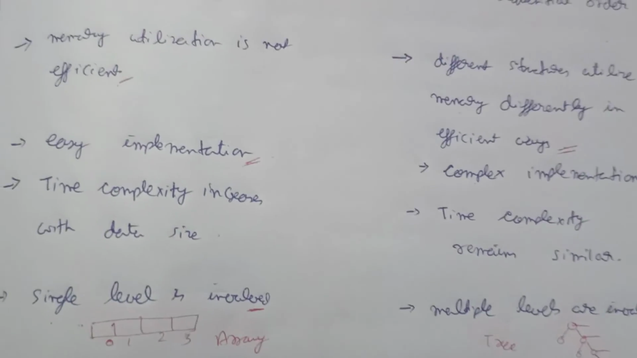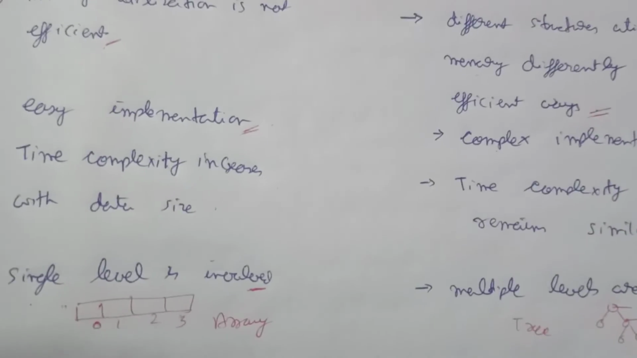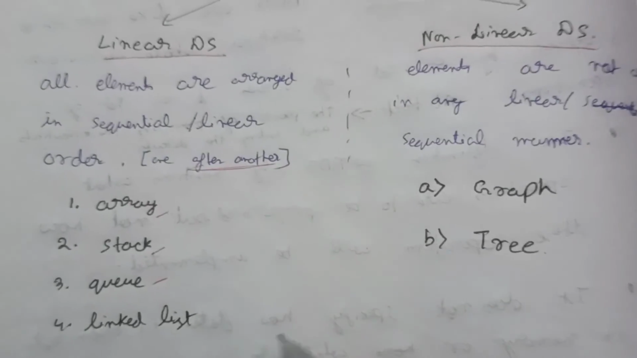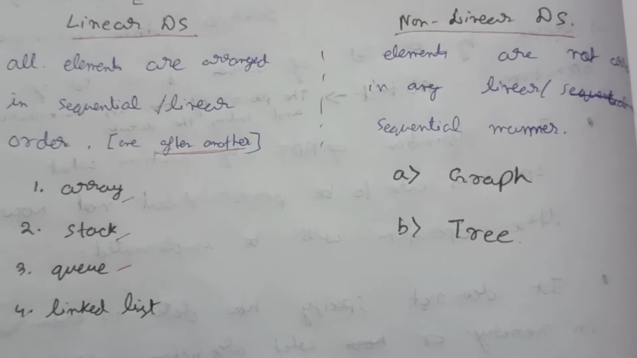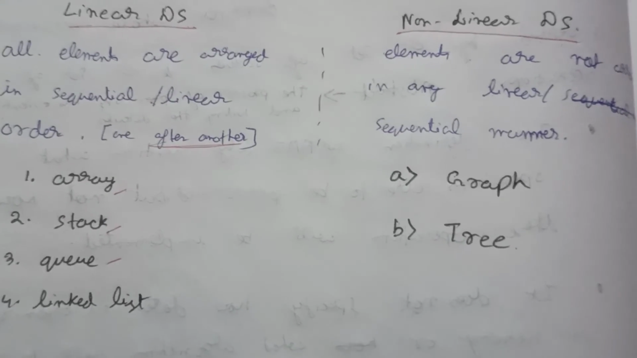Hope you understand the difference between these data structures, and we will be learning all of these data structures and their implementations one by one. But before that we will be learning something known as asymptotic notation. So let's see you in my next video.